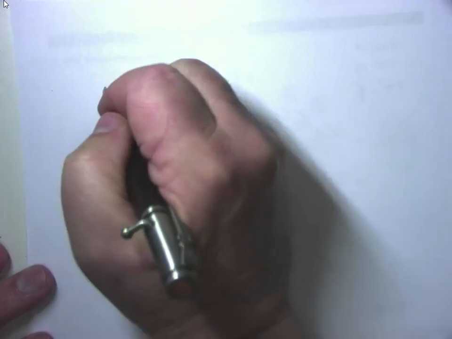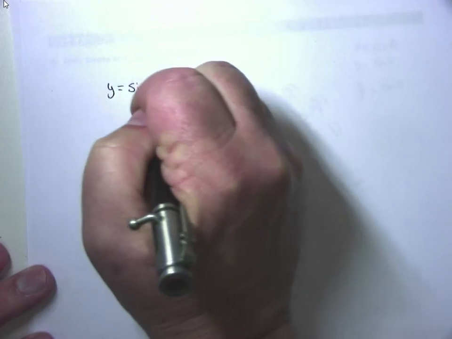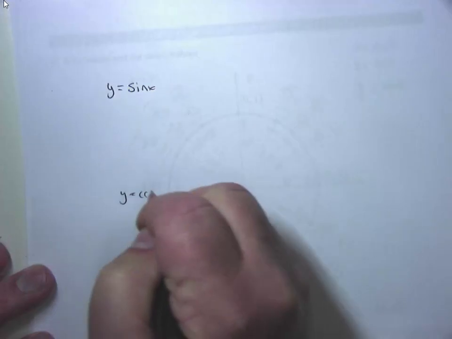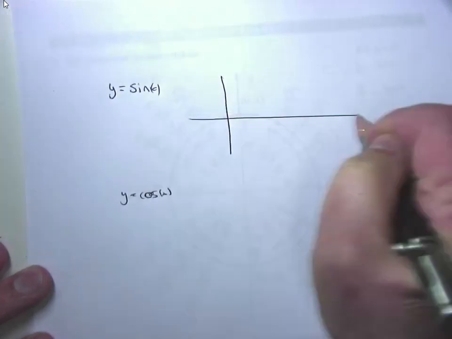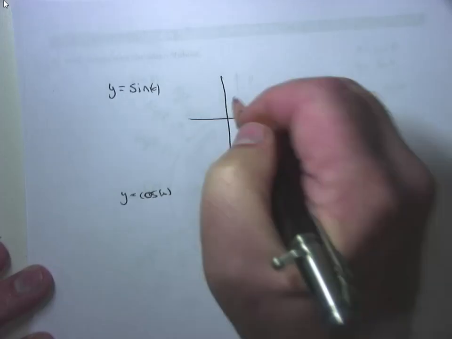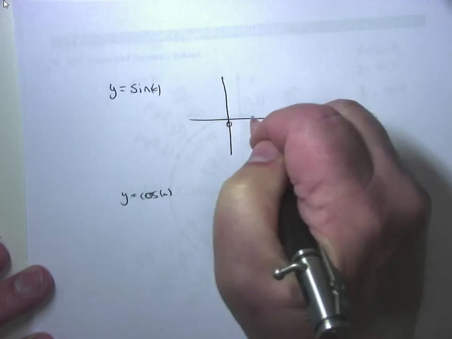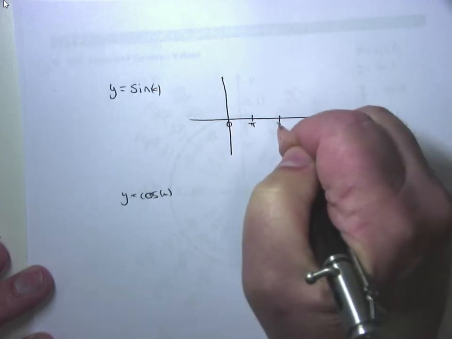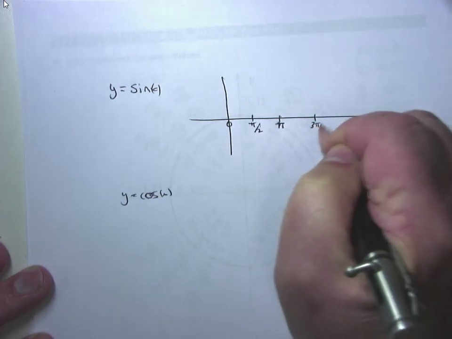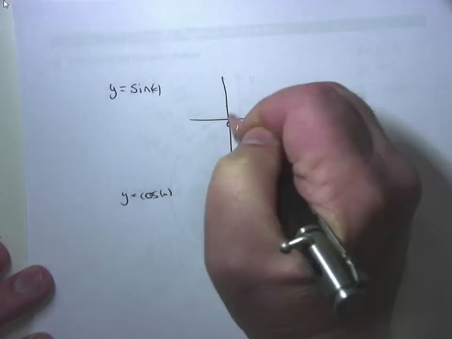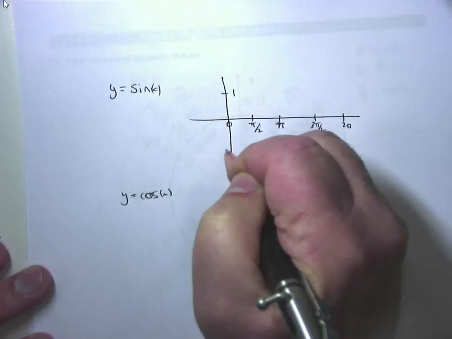Let's first focus on sine and cosine. If I graph y equals the sine of x and y equals the cosine of x, let's take a look at this. Sine goes 0, pi halves, pi, 3 pi halves, and 2 pi. And it bounces between 1 and -1.